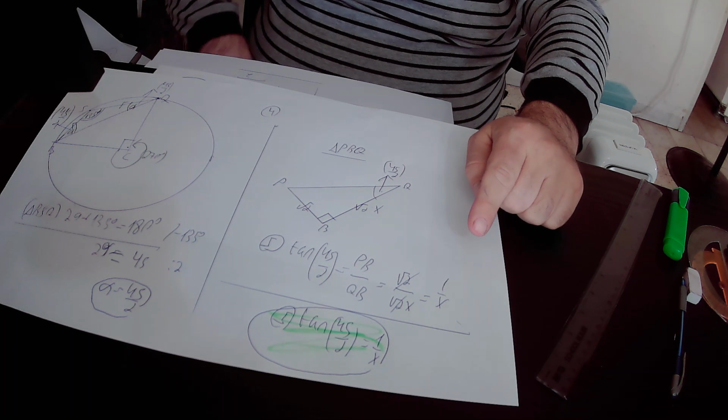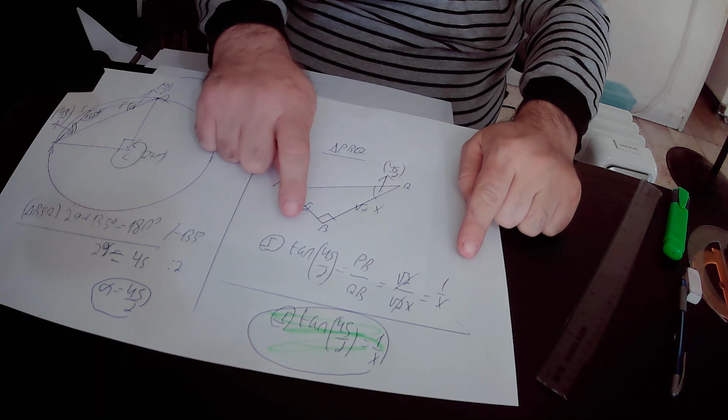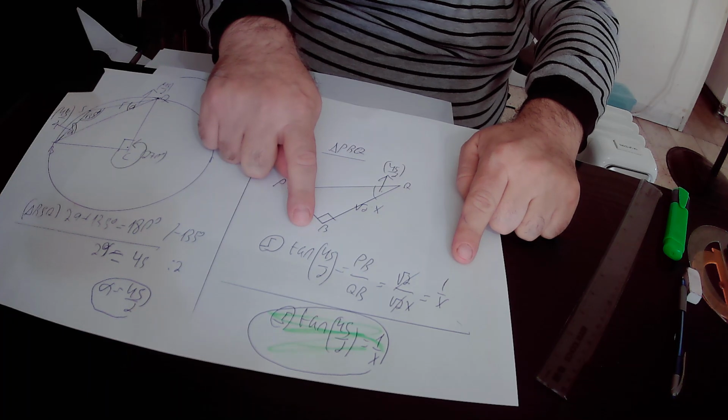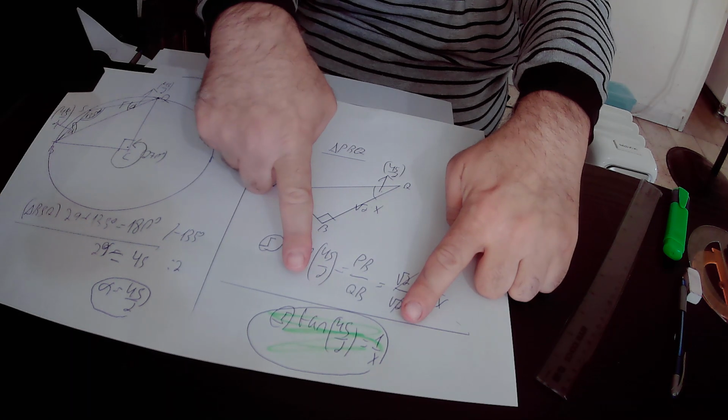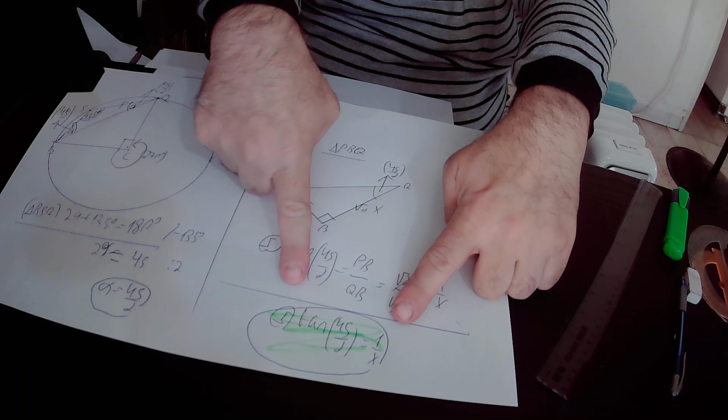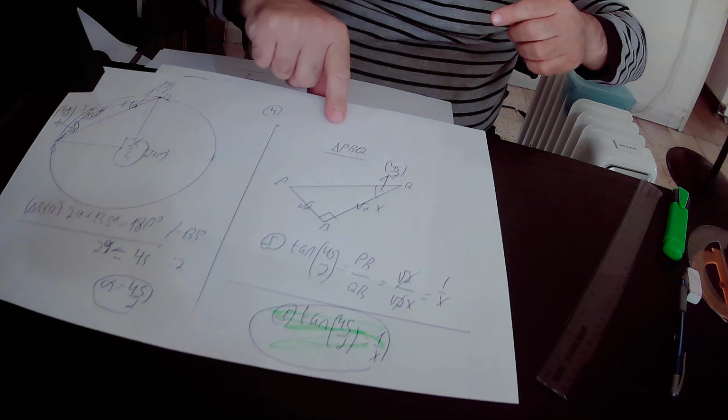So in conclusion, we found out that according to equation number 1, tangent 45 over 2 degrees equals 1 over x. This is according to equation number 1.